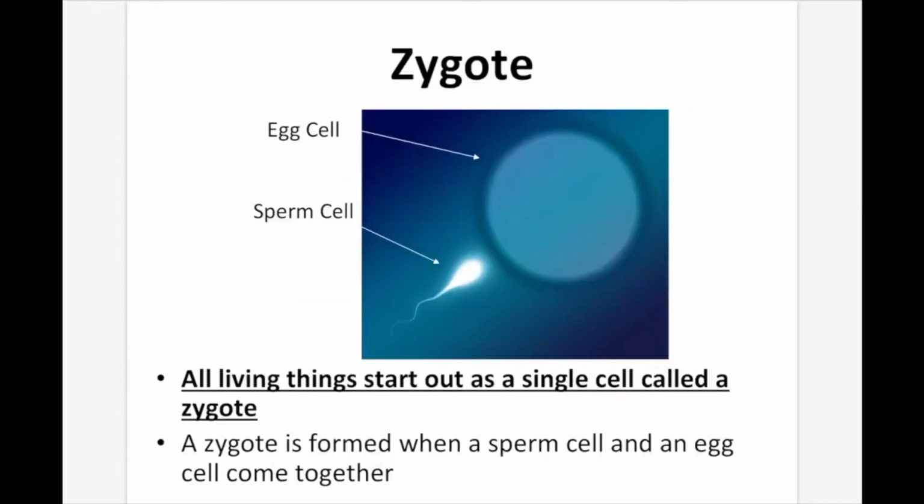Zygote. All living things start out as a single cell called a zygote. A zygote is formed when a sperm and an egg cell come together. And you can see that in this diagram here. So the egg cell is the bigger one. And keep in mind, this is not to scale.